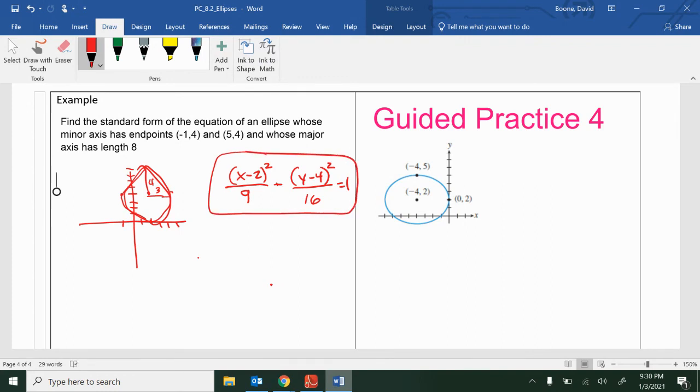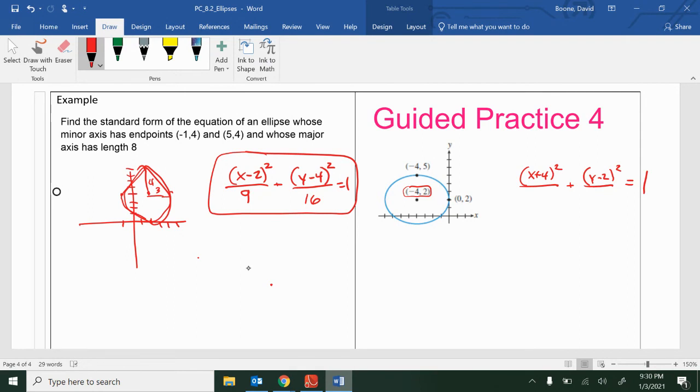Okay. So let's just give it another practice problem with this one over here. Looking at this problem, trying to determine what this equation would be. Again, we can see the center here is at negative 4, negative 2. So I know that x plus 4 squared would be on the top, plus y minus 2 squared on the top over here, equals 1.